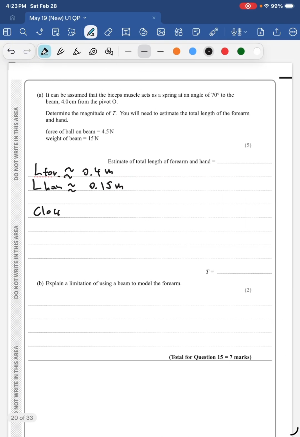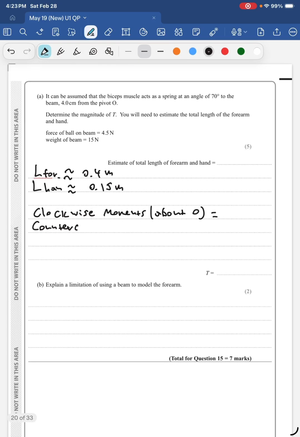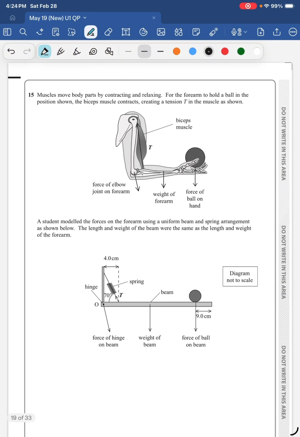So let me write that the clockwise moments about O must equal the counterclockwise, I'm sorry, the counterclockwise moments about O.